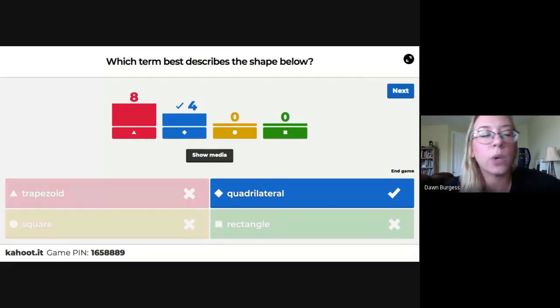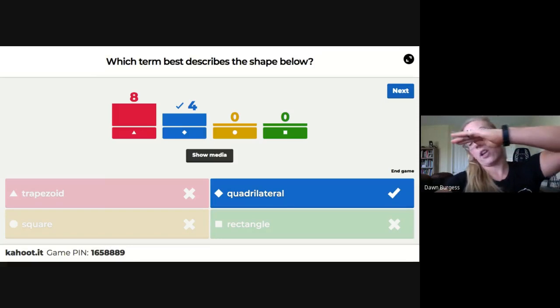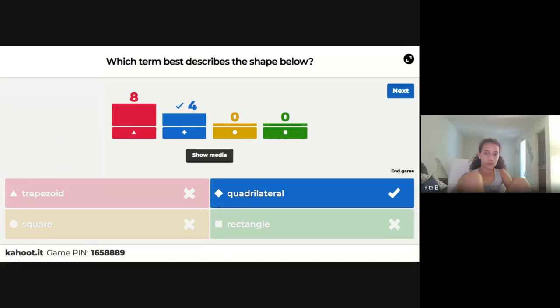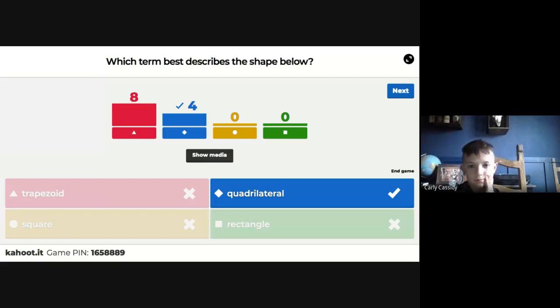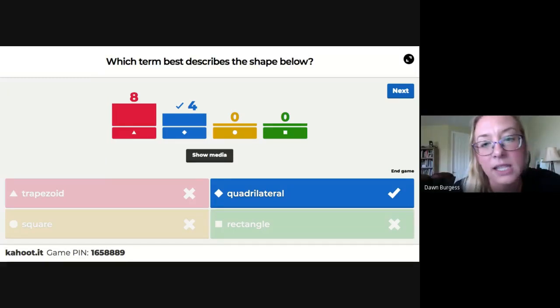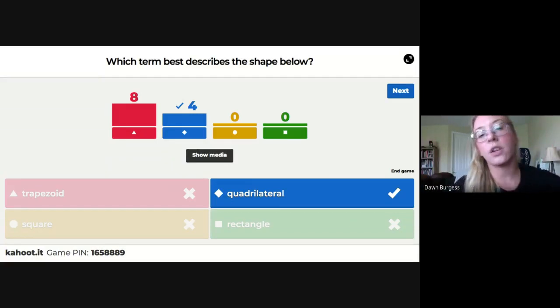Quadrilateral is the only one that works. The trapezoid has a set of parallel sides, and this shape didn't have that. It couldn't be classified as a square because it didn't have the 4 right angles or the 4 congruent sides. It couldn't be classified as a rectangle because it didn't have the 2 sets of parallel or congruent sides or the right angles. So quadrilateral was the only one that worked.